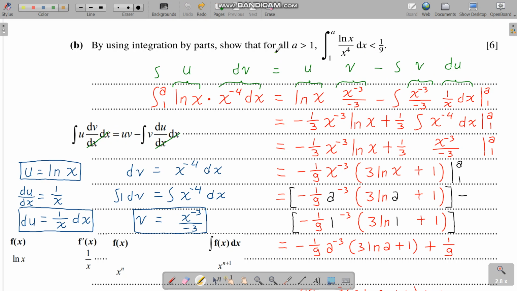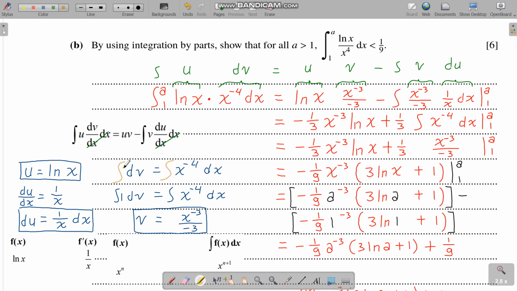So we need to set the logarithmic function to be the u, and the polynomial, or the algebraic, is the dv. So the u is ln x, and the derivative of ln x is 1 over x. So du/dx is 1 over x; multiply both sides by dx, we get du equals 1 over x dx. And the dv is x to the power of minus 4 dx. We need to integrate both sides.